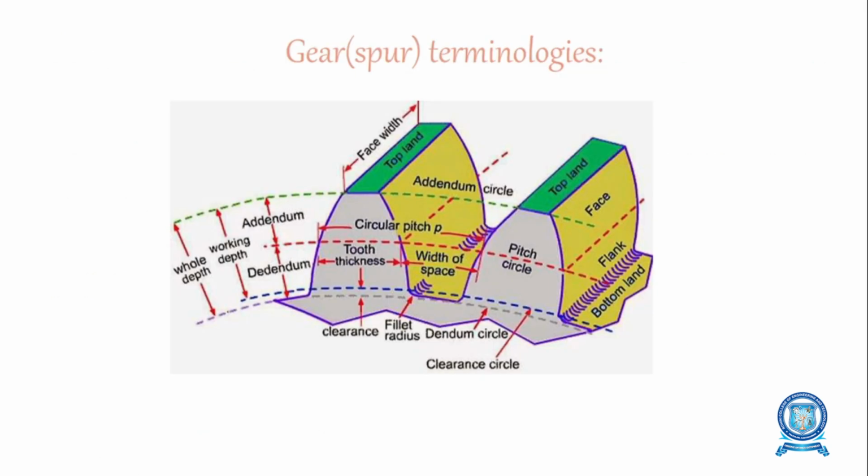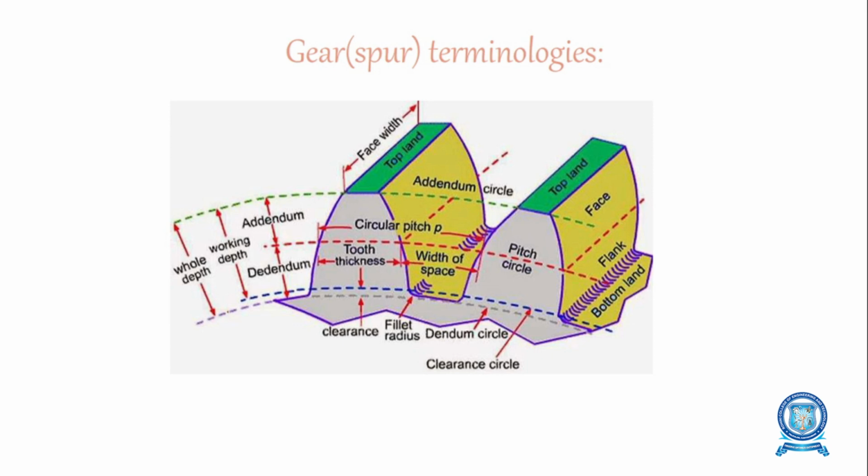Okay, the next one is spur gear terminology. Here there are different terminologies: whole depth, working depth, addendum, dedendum, tooth thickness, clearance, fillet radius, then dedendum circle, clearance circle, bottom land, flank, face, top land, pitch circle, width of the space, addendum circle. These are the things in the spur gear terminology. Already we studied tooth terminology. Now we are going to study spur gear terminology.